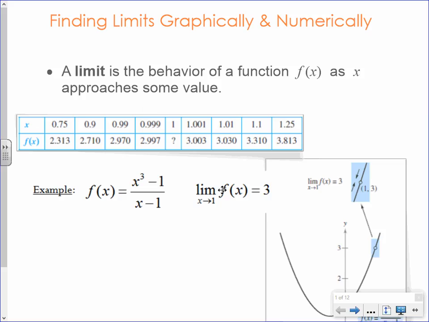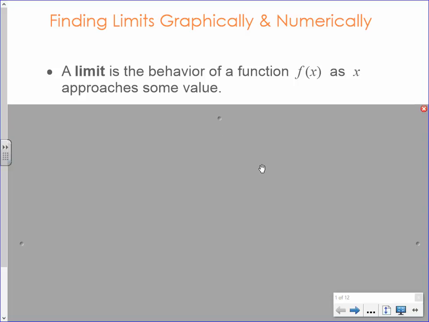So today we are going to begin our Unit 1, which is all about finding limits. Okay? So everything that we do in Unit 1 is going to involve limits. A limit is the behavior of our function as x approaches some value. So what we're going to look at is what is happening to the y values as we approach an x value. Okay. That's a limit.